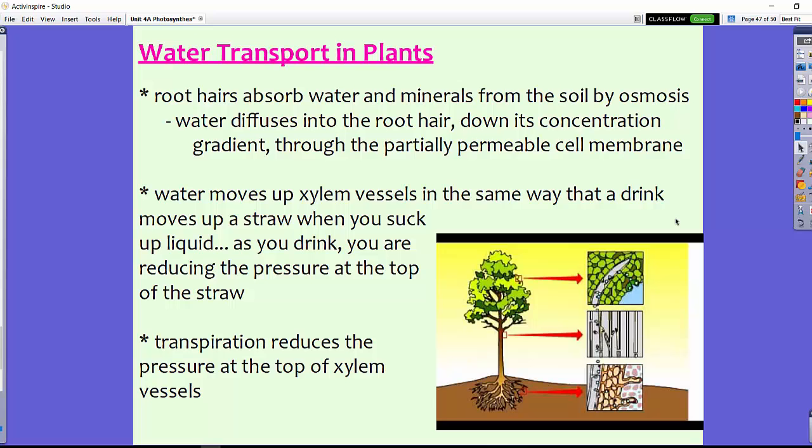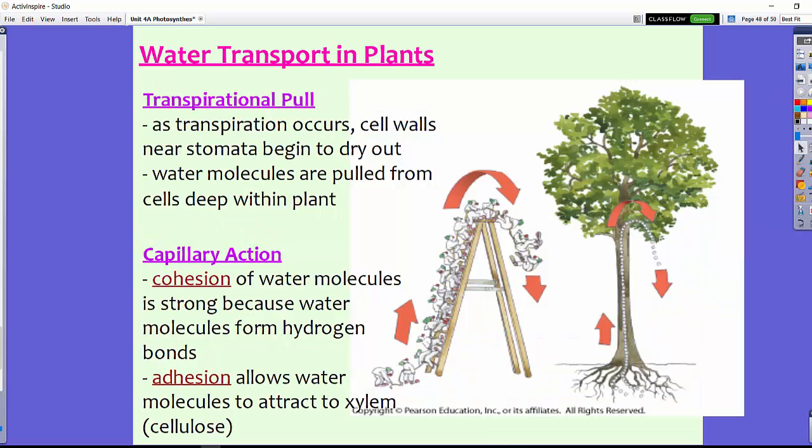Now water moves through the plant in a process called transpiration. So transpiration reduces the pressure at the top of these xylem vessels. And this is happening at the leaves. So transpiration is happening right up here at the leaves. And in our next slide, we're going to discuss and see how that happens.